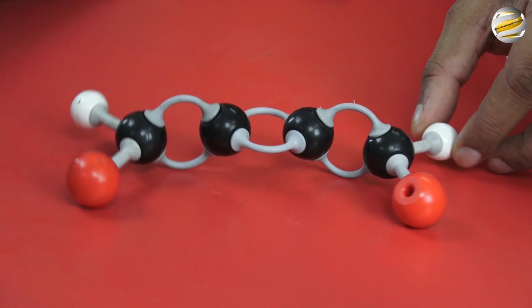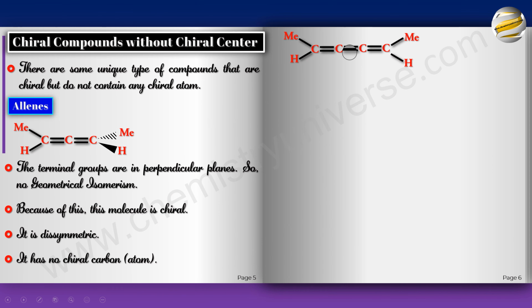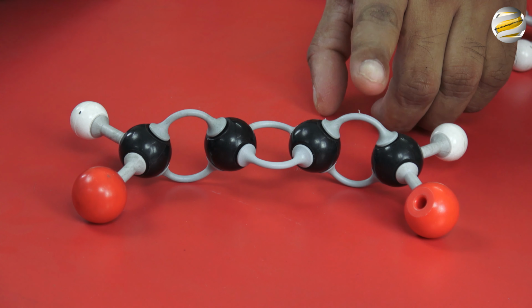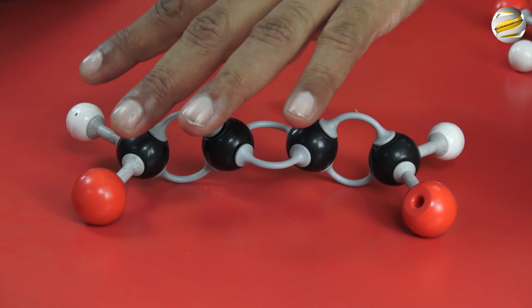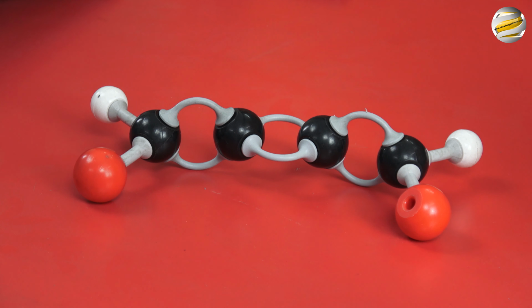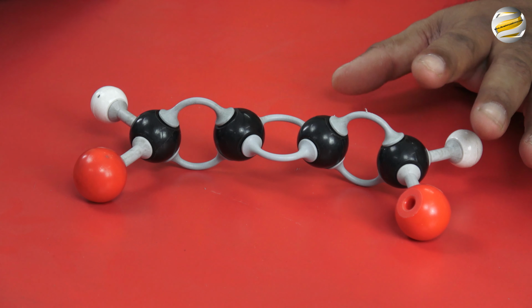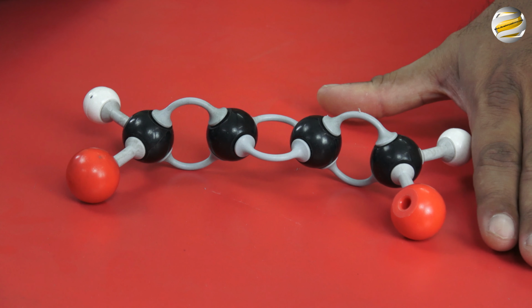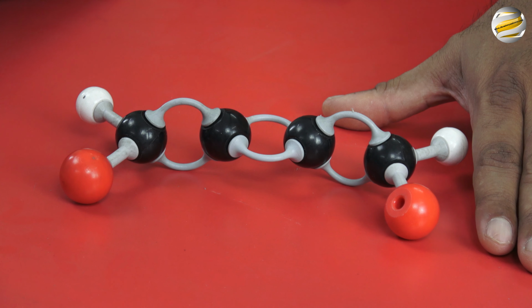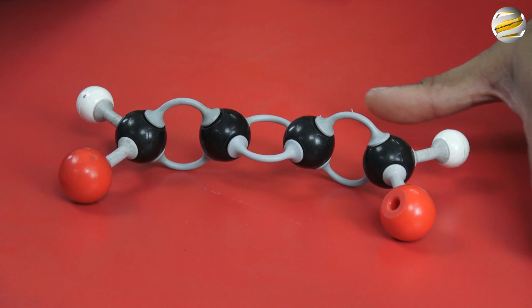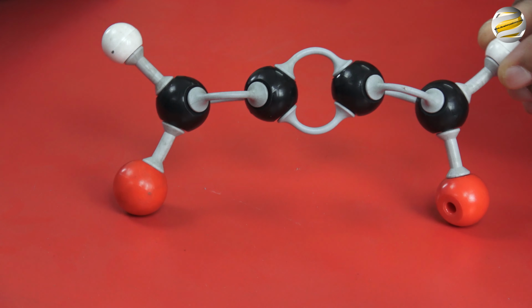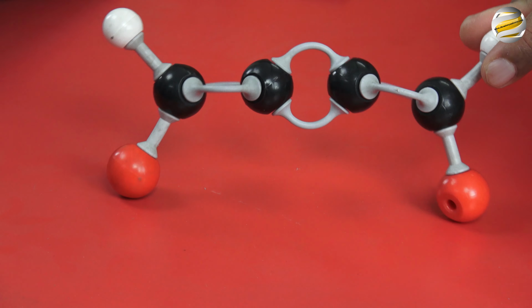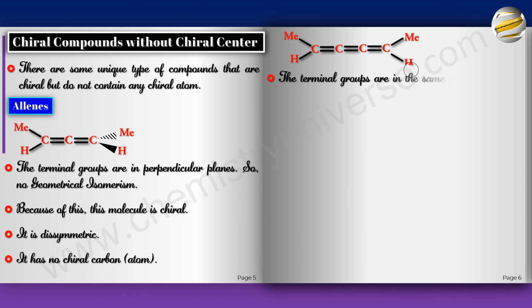Now here you notice the example. See, there are 3 double bonds. Now these two are in the same plane. Now look at this model. Can you see double bond 1, double bond 2, double bond 3, and these two are lying on the plane of the table, and therefore this molecule is achiral, because this is the plane of symmetry. This will cut the red and white halves, and it will also cut these two into half. As you can notice, there is a plane of symmetry here. The terminal groups are in the same plane.